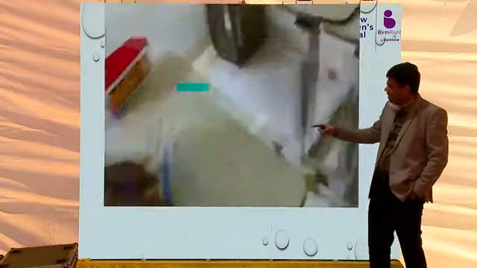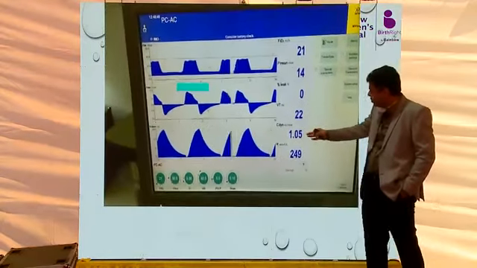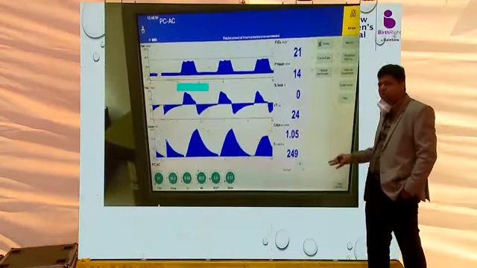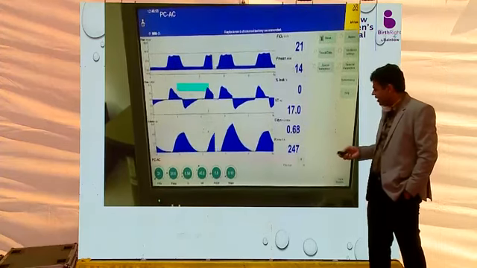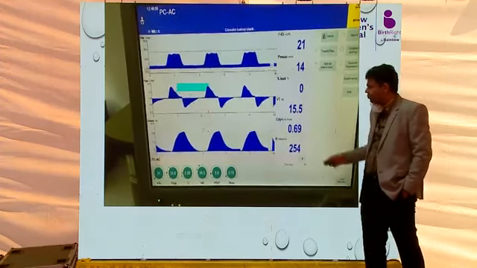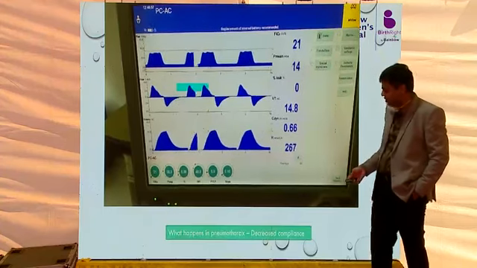So this one is a single lung ventilation. When both the lungs are ventilating, the compliance is good, and then again when we assess single lung ventilation, the compliance drops. So we will discuss this more in the workstation, sir.